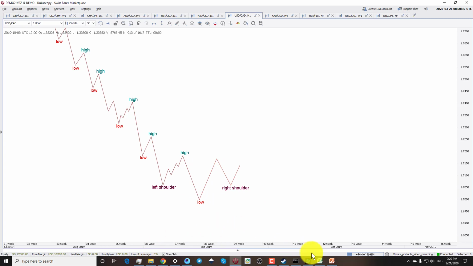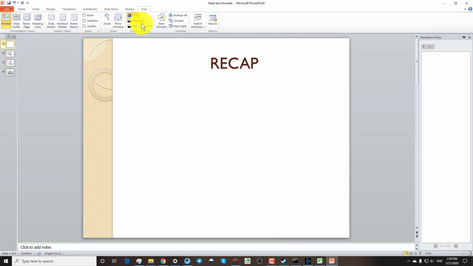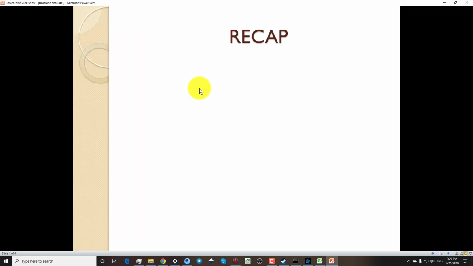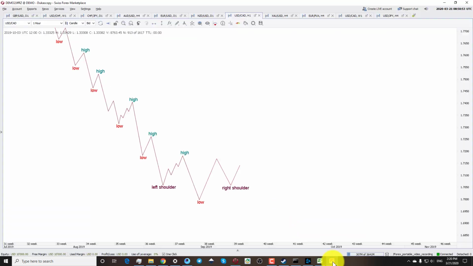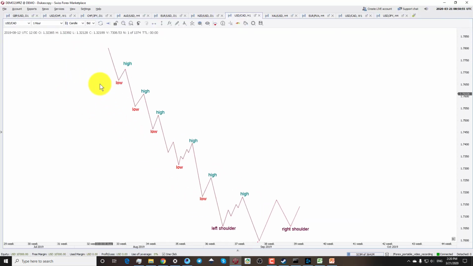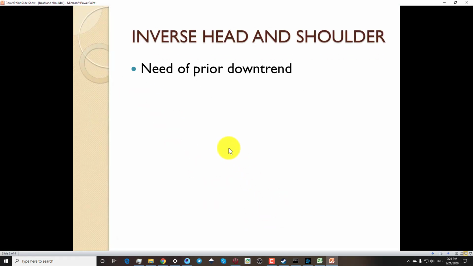Okay, now we will go to the presentation, what all things are required. Recap we have already done. So in an inverse head and shoulder, we need a prior downtrend. It should be an established downtrend. So we got one downtrend, because it was having lower highs and lower lows, so it was an established downtrend. That one thing we have covered.